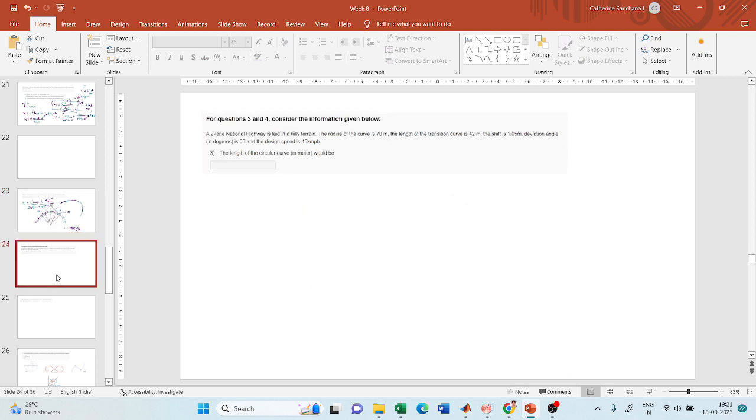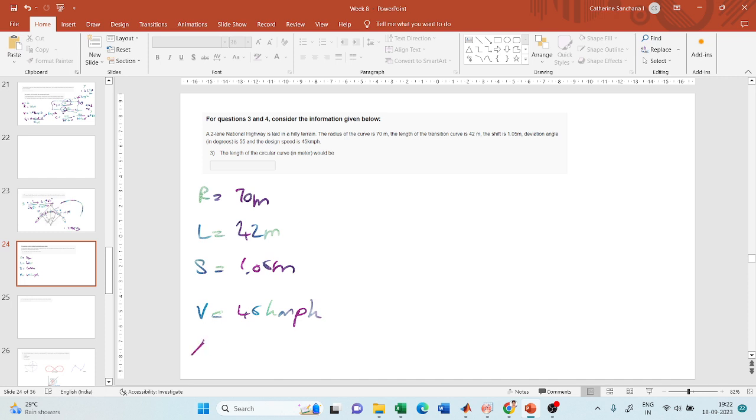Now this question stands for questions 3 and 4. A two-lane national highway is laid in a hilly terrain. The radius of the curve is 70 meters. The length of the transition curve is 42 meters. The shift of the transition curve is 1.05 meters. Deviation angle is 55 degrees. I'm just writing the information. This is nothing new to us. When we read what they've asked, I will explain the concept.